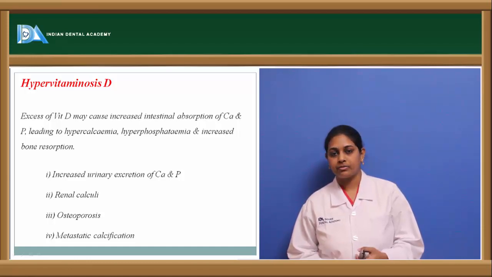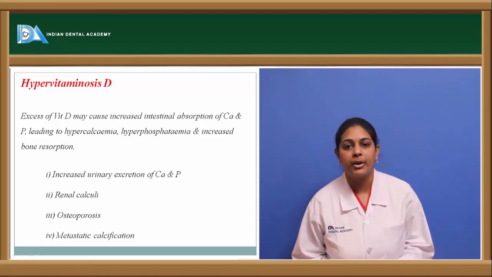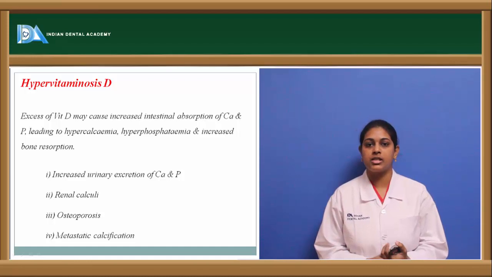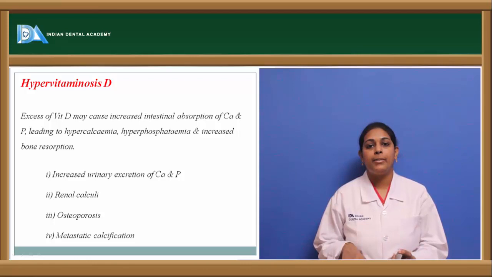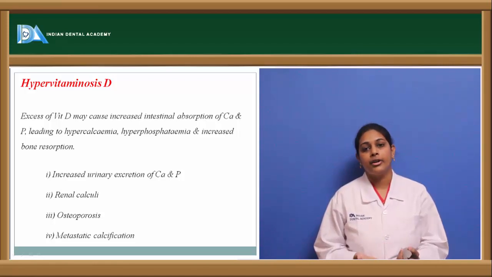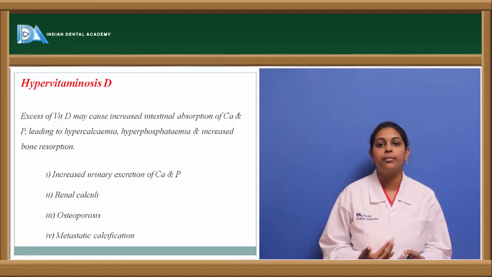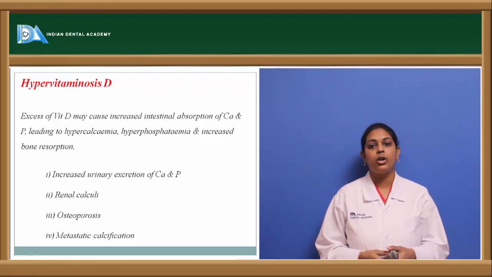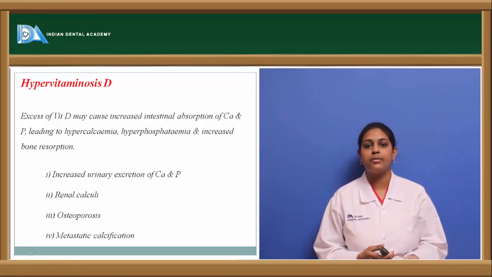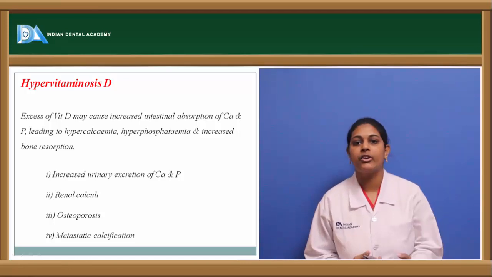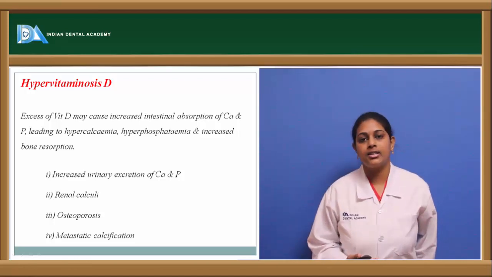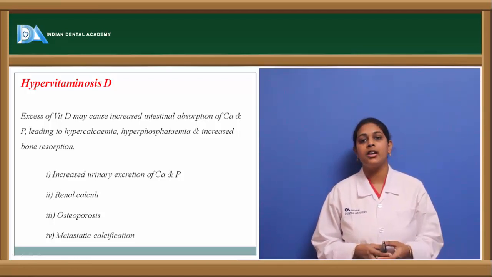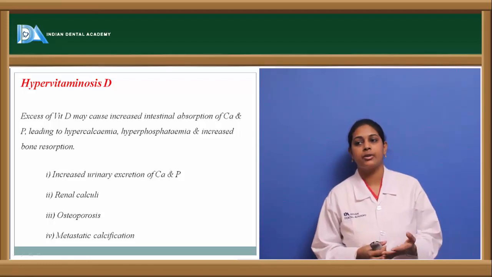So any excess of vitamin D might alter this, because the calcium and phosphorus are more absorbed because of the vitamin D and are released into the blood plasma, and are ultimately excreted in the form of urinary calcium or phosphorus. It might also result in hypercalcemia and hyperphosphatemia, because of the increased absorption from the bone and the release into the blood plasma.